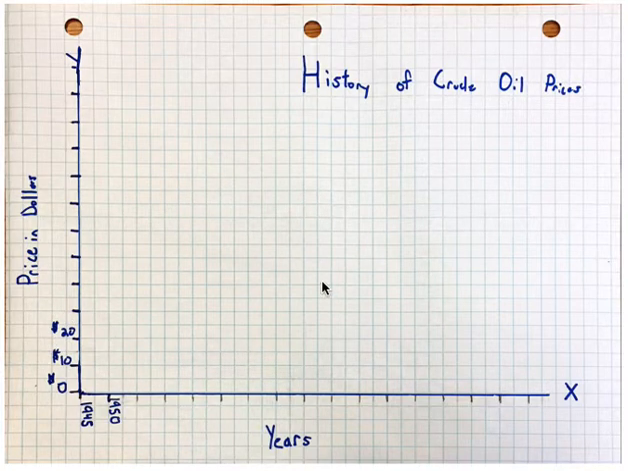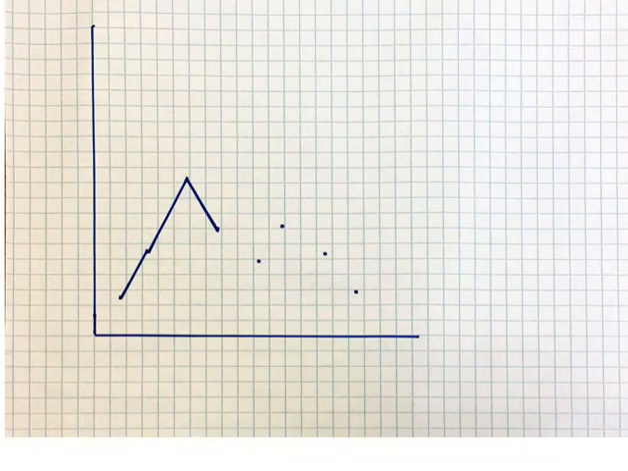Eventually you will create a graph that will look like this, where you'll have a series of dots. And after you do that, you'll need to go through and you'll need to connect the dots. You'll need to make sure you have a title, once again that your years and the price are marked.